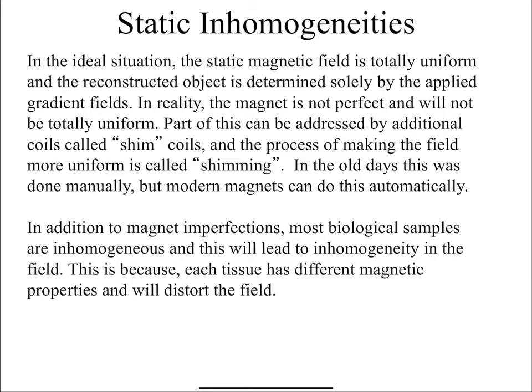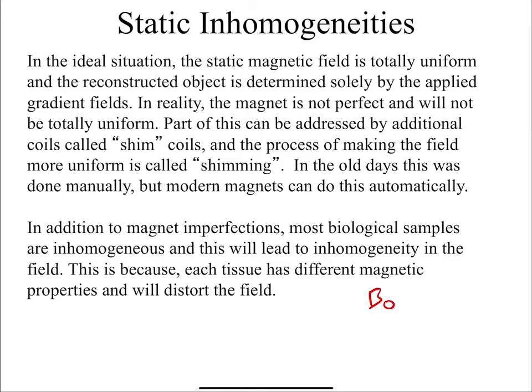So the next topic we're going to talk about is static inhomogeneities, okay? And this is the last thing we have to talk about for relaxation. So the basic idea is we've talked so far about this big magnet which creates this uniform magnetic field, this uniform B-naught field, which we assume is uniform everywhere, and we add these nice linear gradients, okay? And you pay a lot for this magnetic field, right? You might pay $1 million or $2 million to have this very nice uniform magnetic field.